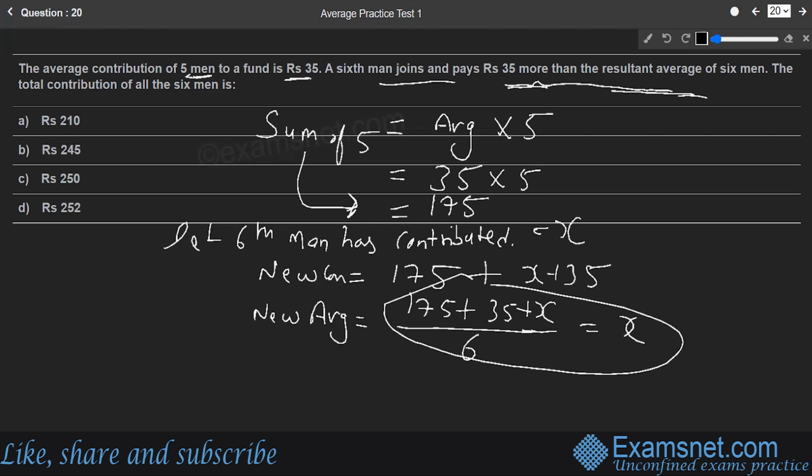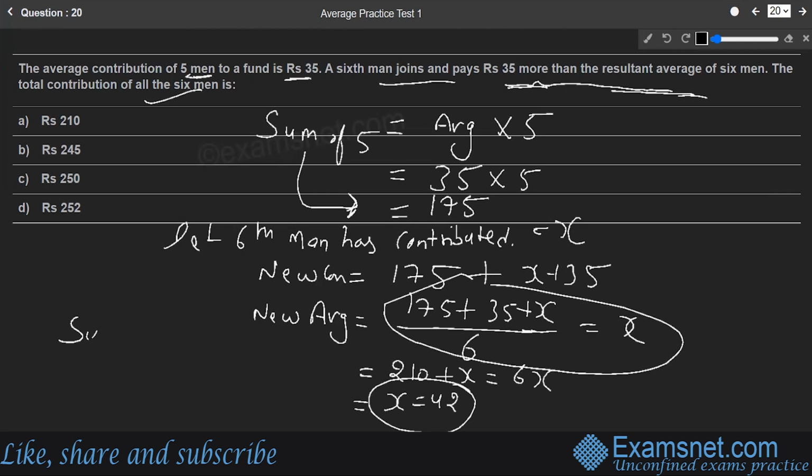X. If we do it, 175 plus 35 is going to be 210, plus X is equal to 6X, which gives us 5X as 210, which gives us X value as 42. Okay, so the new average is 42. They're asking for the total contribution of all the 6. Okay, so the new average is 42.